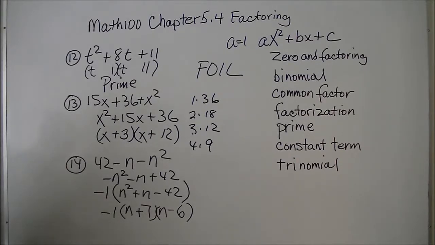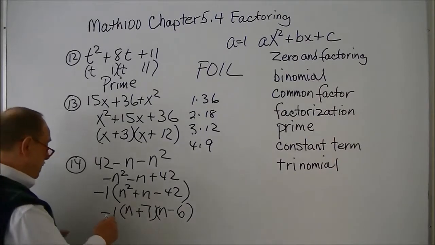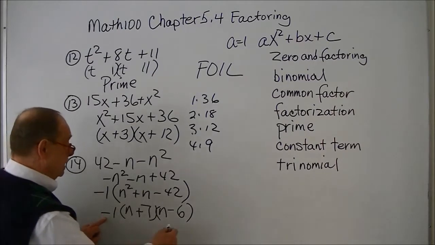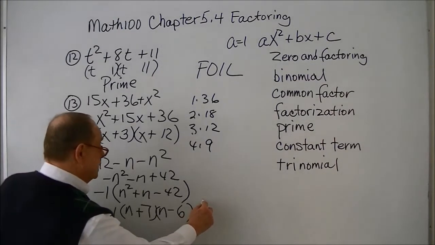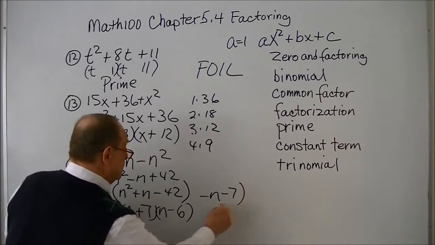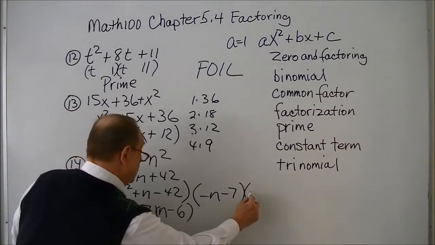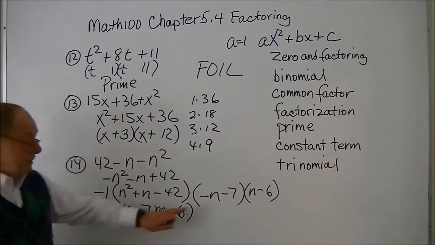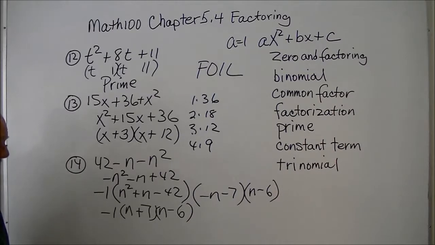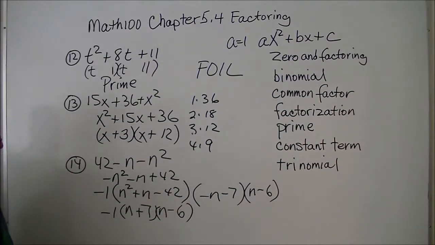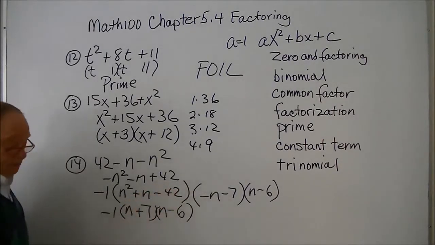Now, an alternative to this answer would be if we multiply this first one by a negative, which would then give us negative n minus 7, and then n minus 6. So this would be a satisfactory solution. I like this one myself. Works out very well. And our book does give both of those.